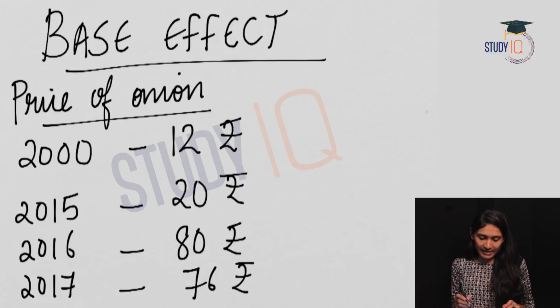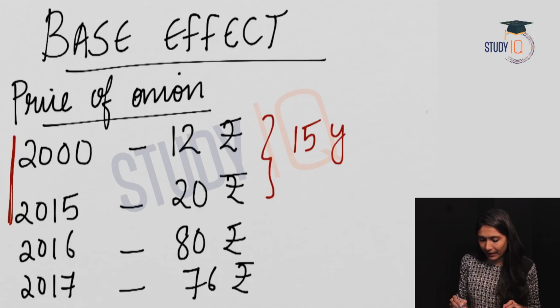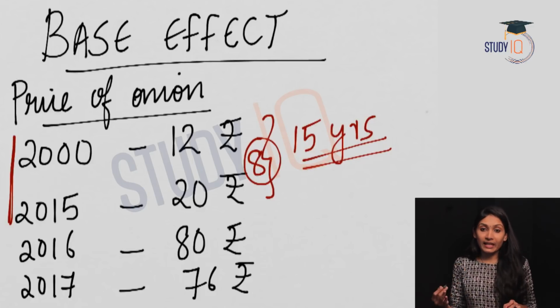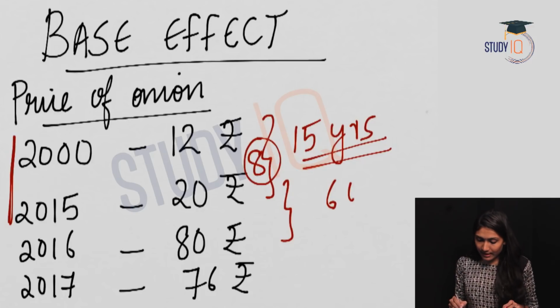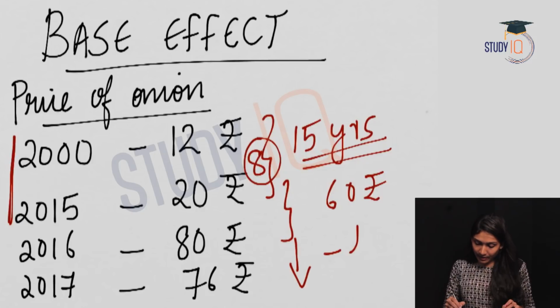Now we will see that from 2000 to 2015, that is over a span of 15 years, the price has gone up by 8 rupees. But in 2016, there was a sudden jump from 20 to 80 rupees. That means it has inflated many times over, a difference of 60 rupees. And in 2017, compared to the price in 2016, the price has come down by 4 rupees.